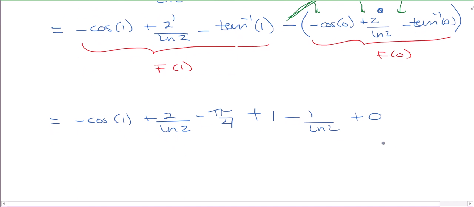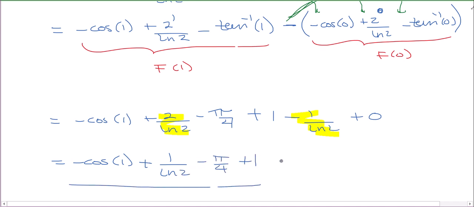So, let's see, can we combine anything? Not very well, right? Negative cosine of 1, the only like terms I see are my 2 over ln of 2 minus 1 over ln of 2, which will give us 1 over ln of 2, but then nothing else are like terms. So we're going to have negative cosine of 1 plus 1 over ln of 2 minus pi over 4 plus 1. And there's not much you can do with this other than put it in a calculator and get a decimal answer.